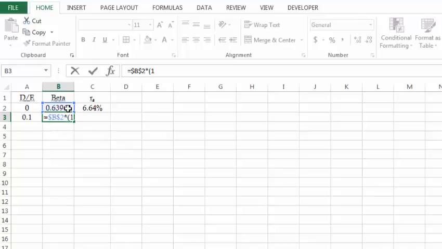Times parenthesis 1 plus parenthesis 1 minus 0.35 times the debt to equity. Now notice my formula has gone on top of it, but if I go up one and then use my down arrow key, yeah, I'm cheating. I love to cheat. So now put the closing parenthesis on.